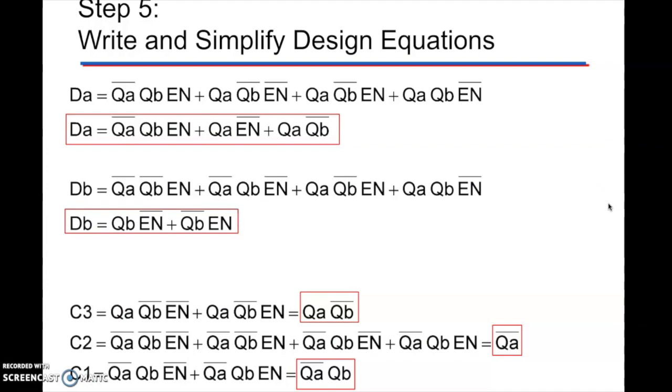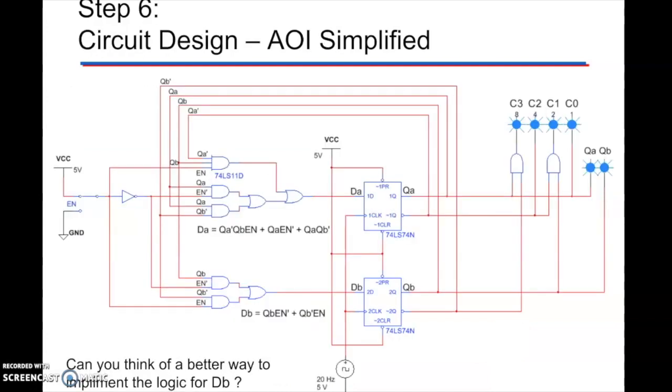So here we can see that we have now written and are simplifying our design equations. Now, here we need to ask ourselves, is this as simple as it could get? So this is then when we take our AOI simplified logic and we design that circuit. So take a moment and ask yourself, is there a better way for us to implement the logic for DB? And why or why not? There is a question in Google Classroom for you to answer about this. So please take a moment to look at this slide and see if there is a better way to implement DB.